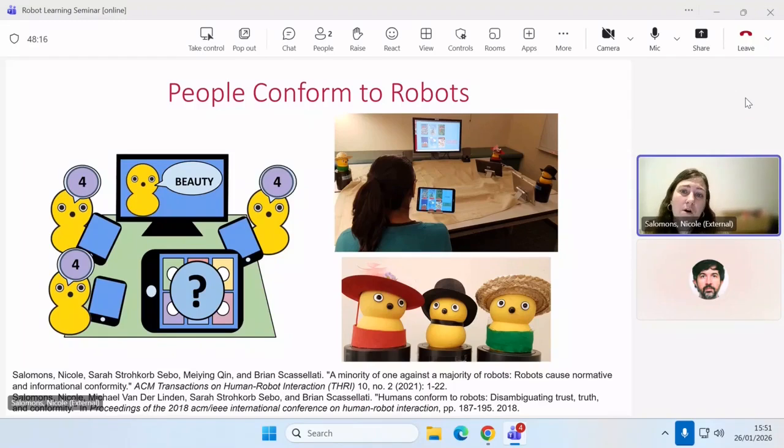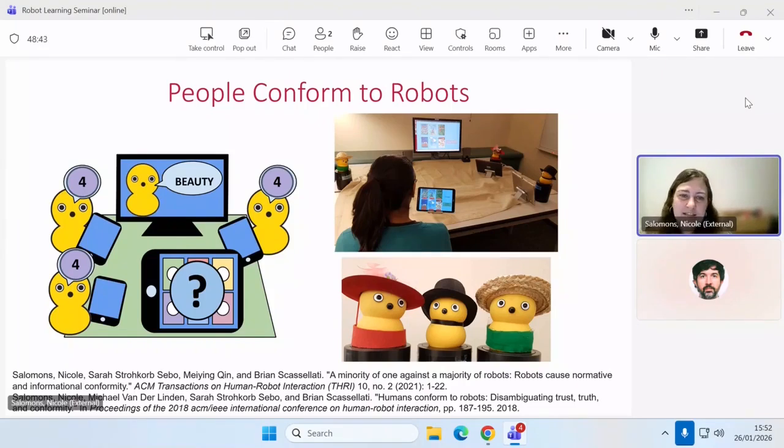So part of my work has also been done on not only modeling users, but understanding how robots can influence people. So we were interested in whether a group of very cute, simple robots, like the ones seen in the picture, and they're about 20 or 30 centimeters tall, so they're not very big, can cause people to conform to them or to change their answers?